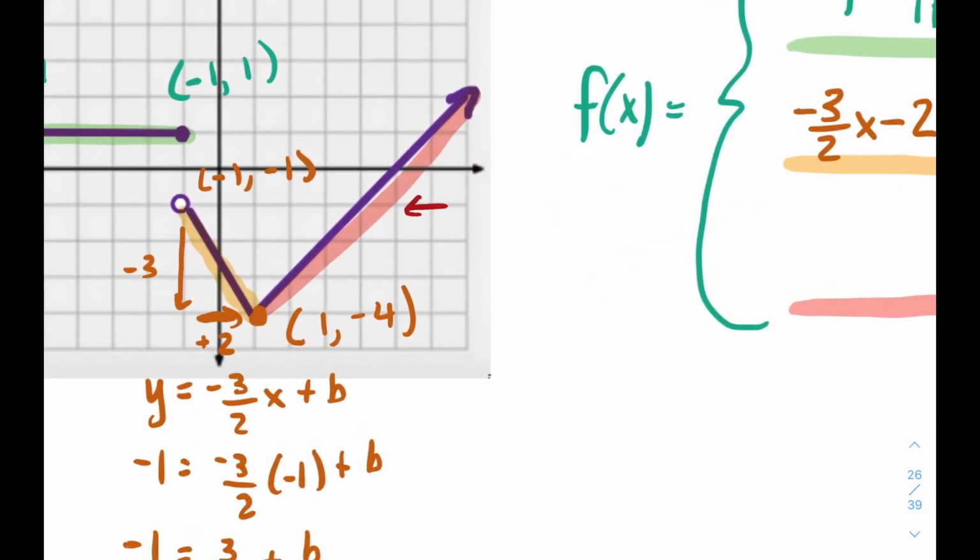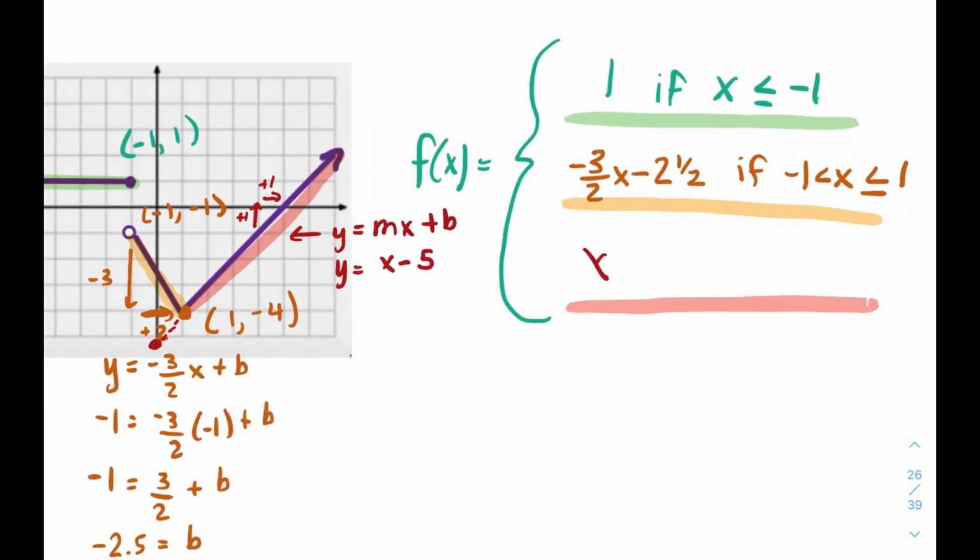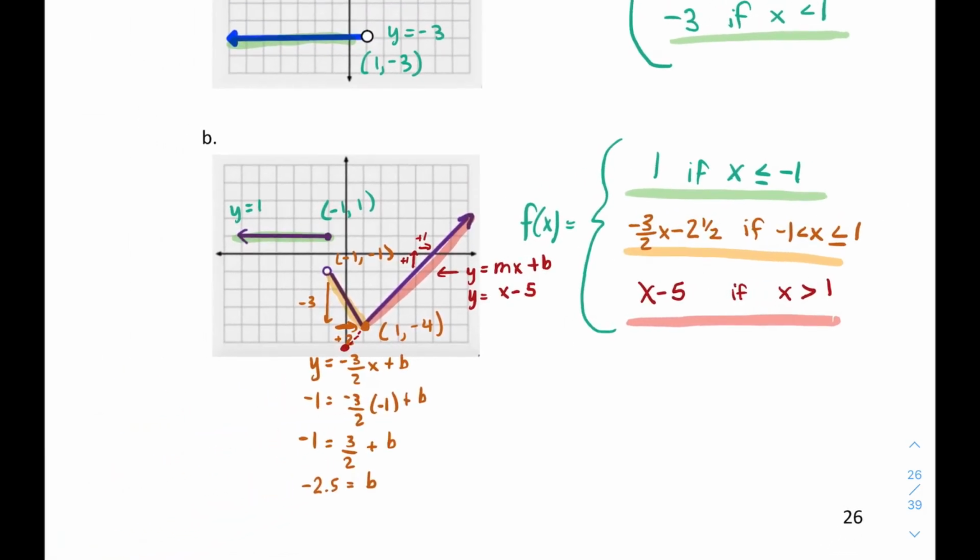Okay, for the red piece, my slope is going to be +1, thinking rising up 1, going to the right 1. And then for my y-intercept, easiest way is just kind of imagine extending that line back. It would intersect the y-axis at -5. So y equals x minus 5 is my equation for that piece. So x minus 5, and it is for the x values greater than 1. Now I'm not going to use an or equal to because I did that on my orange piece and I need it to be a function, so I can't have 2 pieces that share the same x values.